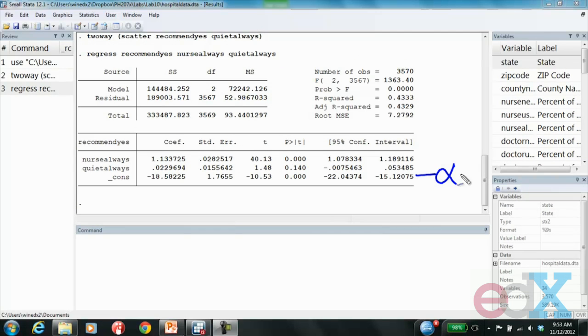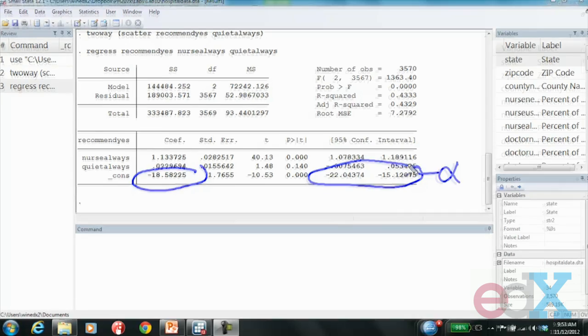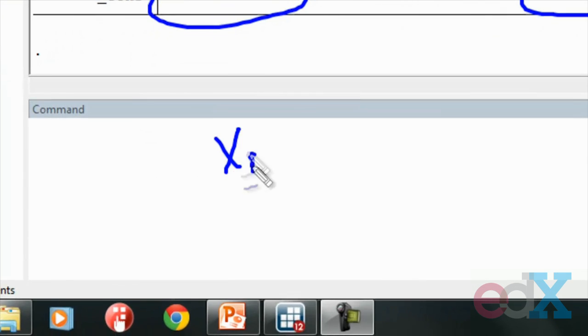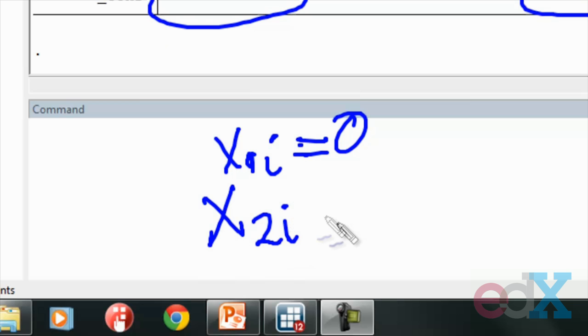Last, let's look at the interpretation of alpha. The estimate of alpha is negative 18.6, and there's also a 95% confidence interval for alpha over here. Now, alpha is technically defined as the expected value, or the estimated expected value of the outcome when the covariates are both set to 0. So we would need x1 equals 0 and x2 equals 0.